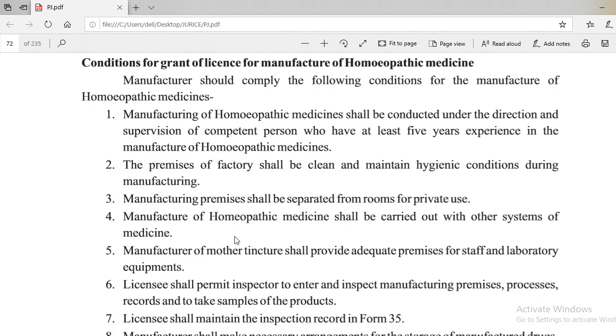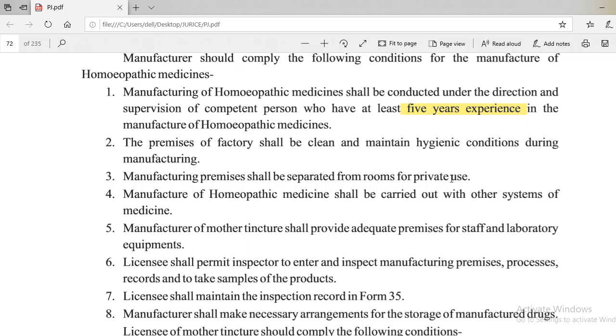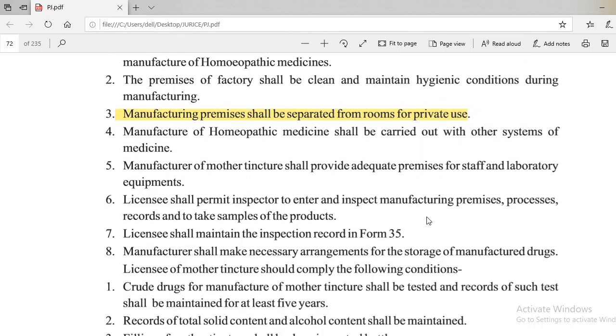Manufacturer should comply with the following conditions for the manufacture of homeopathic medicine. Manufacturing of homeopathic medicine shall be conducted under the direction and supervision of a competent person who has at least 5 years of experience in the manufacture of homeopathic medicine. How much experience is mentioned? 5 years of experience. The premises of the factory shall be clean and maintain hygienic conditions. Manufacture premises shall be separated from rooms for private use, a criterion which is there in cosmetics also. It should not be in the private rooms. Manufacture of homeopathic medicine shall be carried out with other system of medicine.